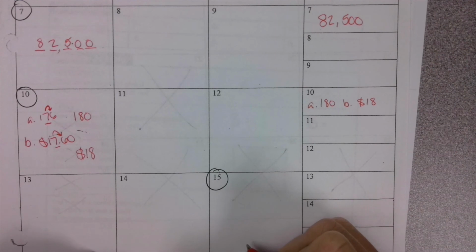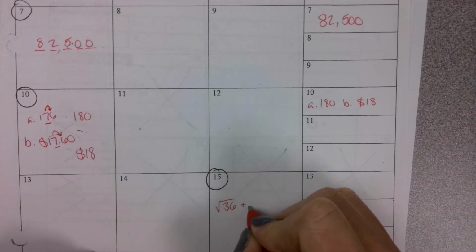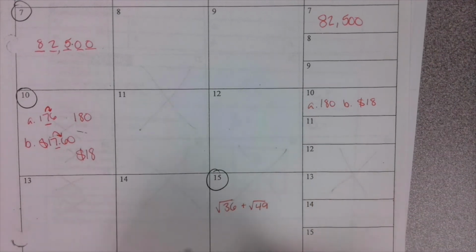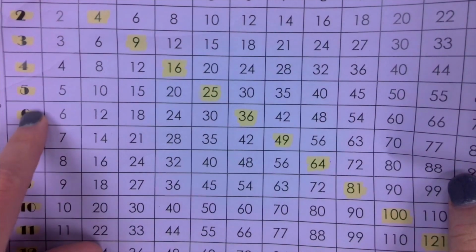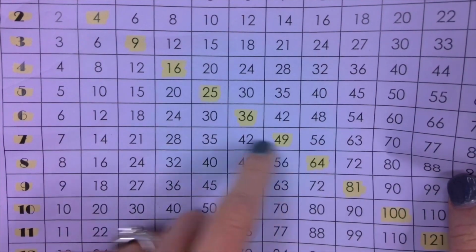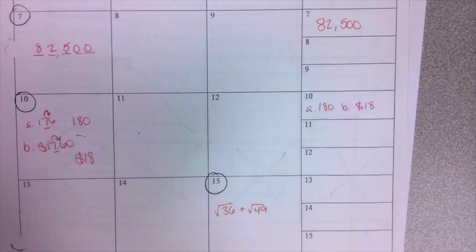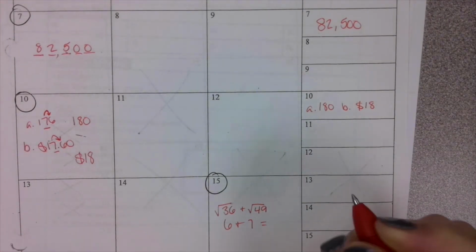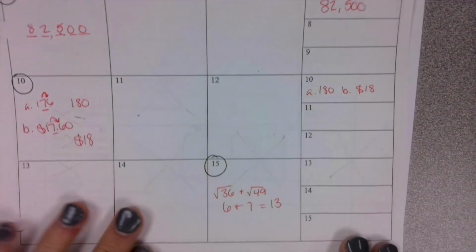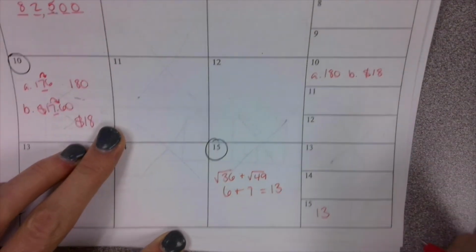15 says the square root of 36 plus the square root of 49. Remember, when we do this one, we're going to have to find the square root of 36 first. Square root of 36 is 6. Square root of 49 is 7. So this is really just asking us to do 6 plus 7. 6 plus 7 is 13. So the answer you get is 13.